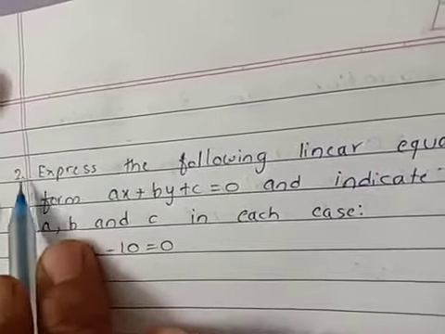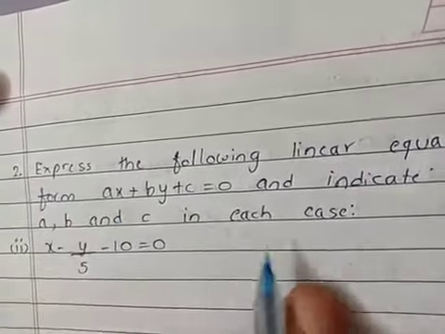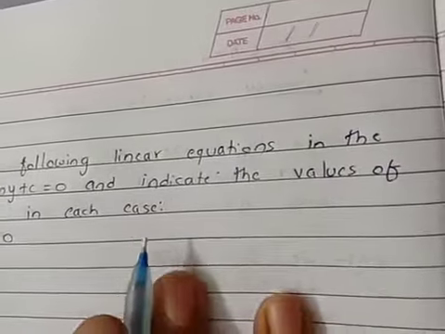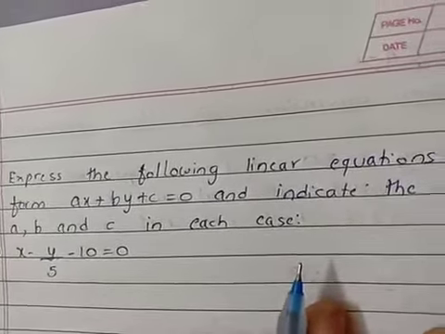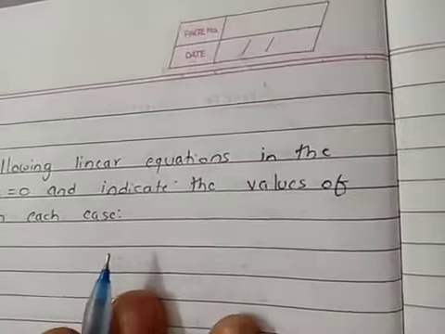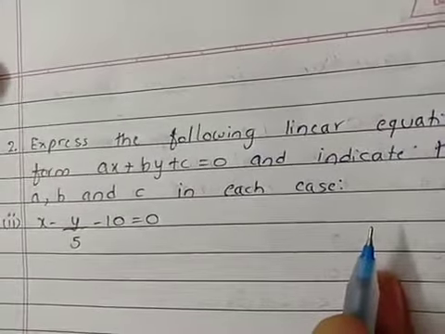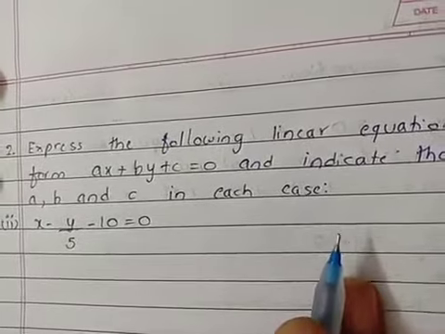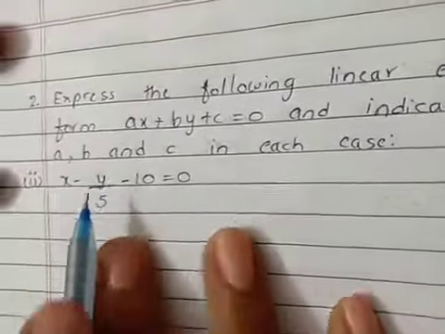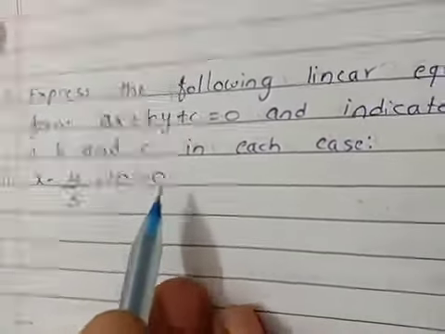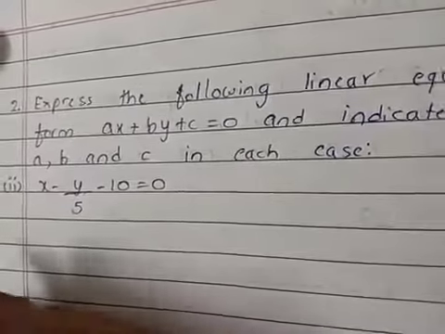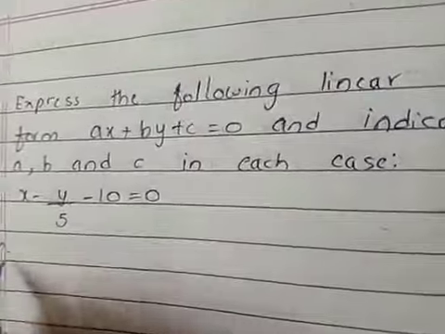Let's solve example number 2. Express the following linear equations in the form of ax plus by plus c equal to 0 and indicate the values of a, b and c in each case. The first one is x minus y by 5 minus 10 equal to 0. So now how will we solve this?